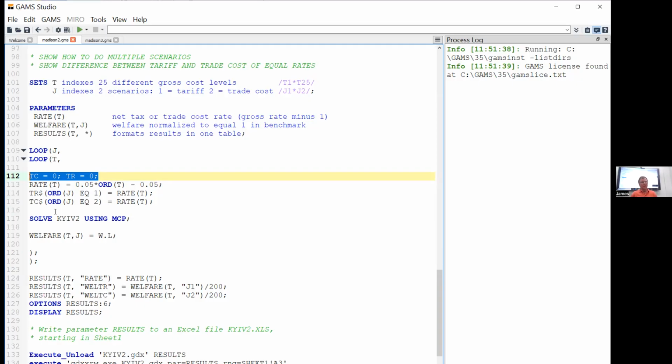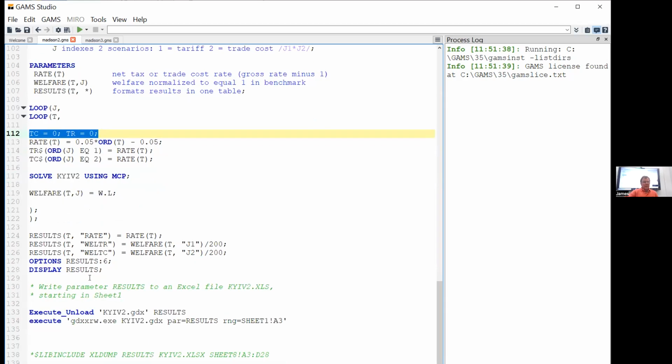loops, close the inner loop. And when that's exhausted, it goes back and does the outer loop again. And so it will compute this solution to the model 50 times, 2 times 25.